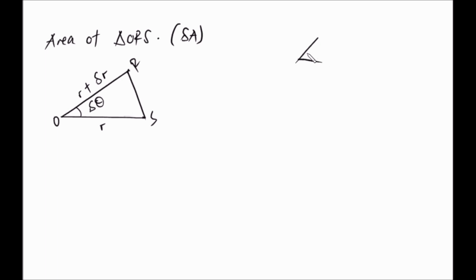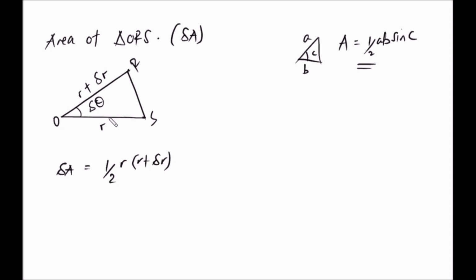So kama tungekuwa na triangle kama hivi, hapa ni angle C, hapa ni side A, hapa ni side B, alafu hivi area waga ni half AB sin C. Hii ndo formula ya area tulosoma O level. Sasa kwa kesi yetu hapa area itakuwa nini? Area itakuwa ni half side r times side ya kule juu ni r plus delta r times sin of included angle, maanake ni sin of delta theta.